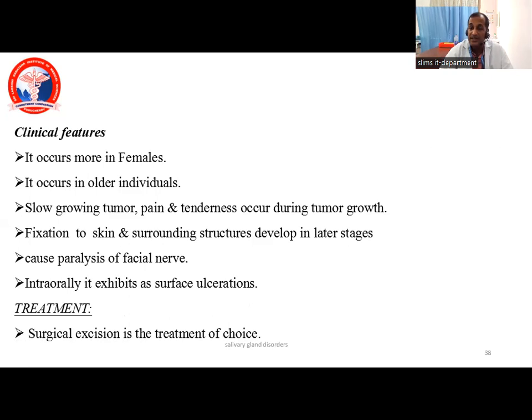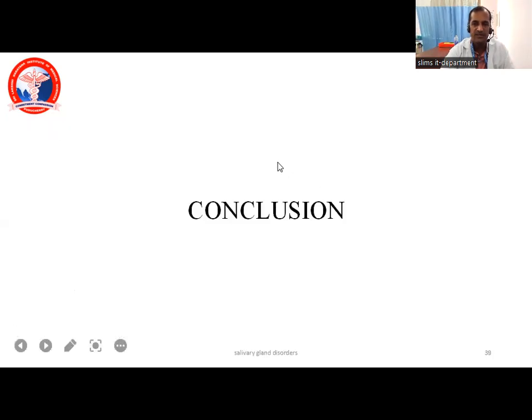It may end up with nerve damage, so there will be facial nerve paralysis. Treatment is surgical excision. It is the only treatment option.